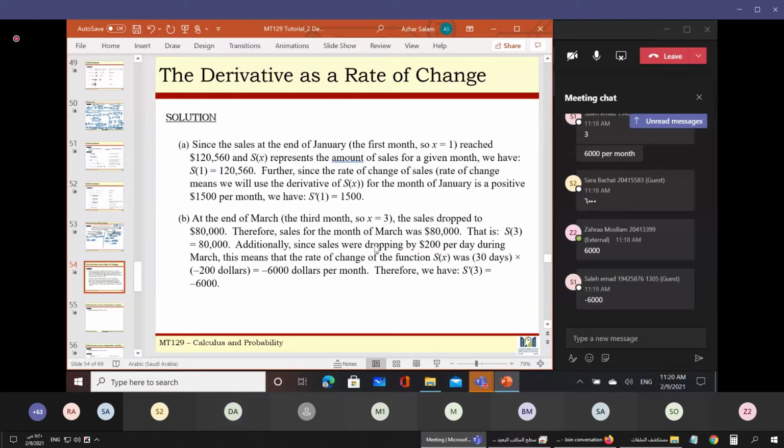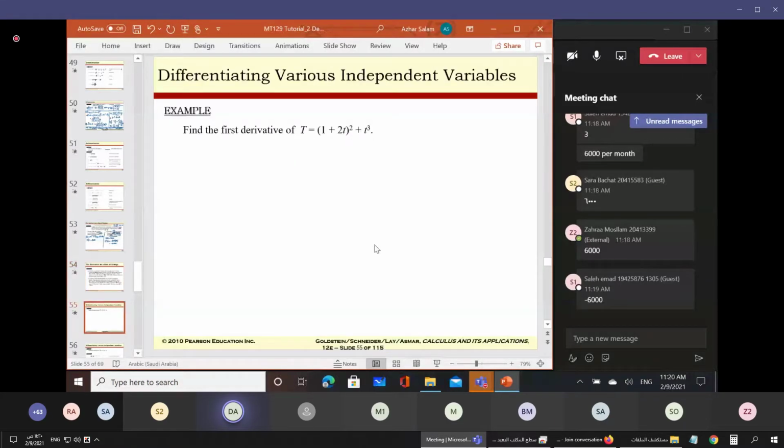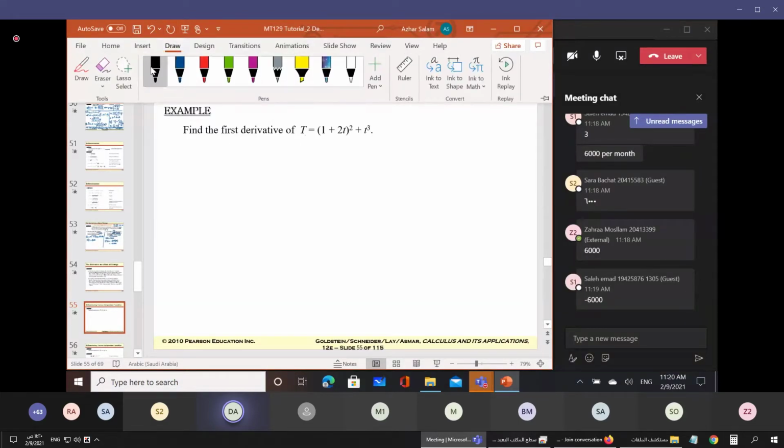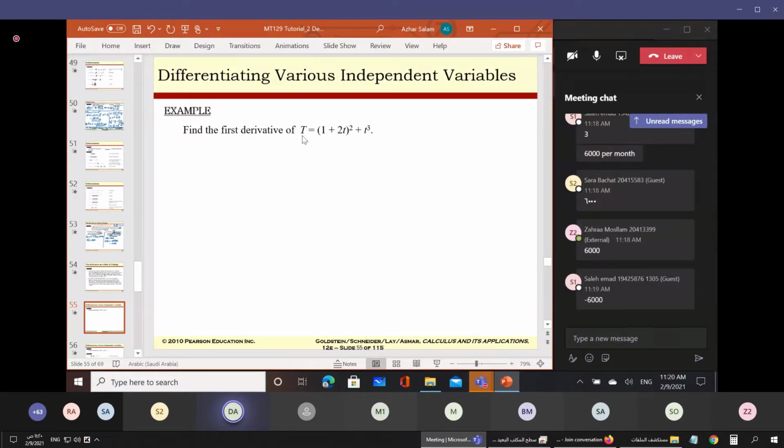This is the solution. Now for this example, it's nothing actually different in this, but only the notation. Notice here that the name of the function, they use t instead of f, and the variable is t. This is the only difference.